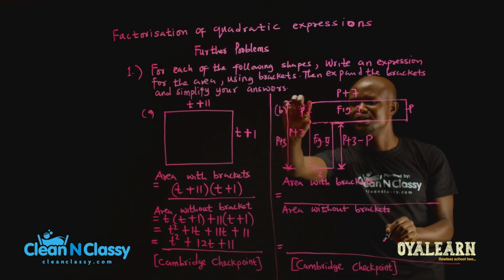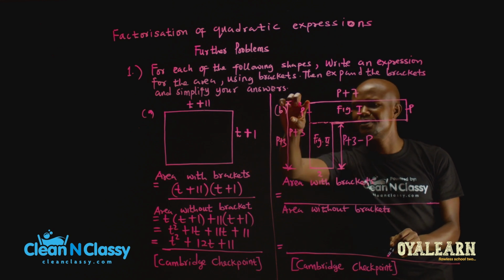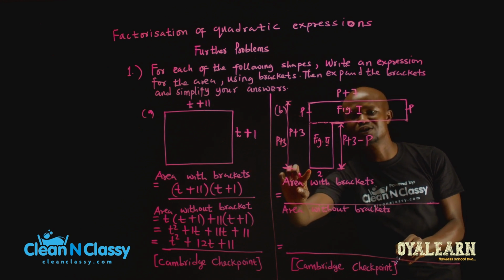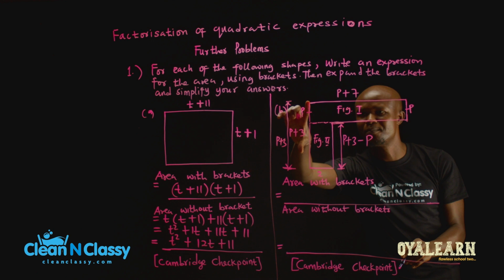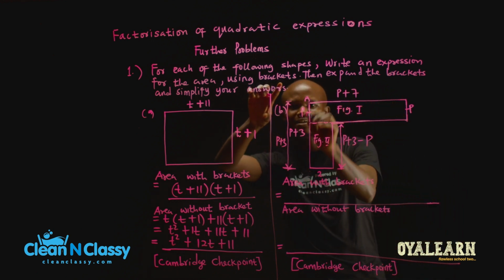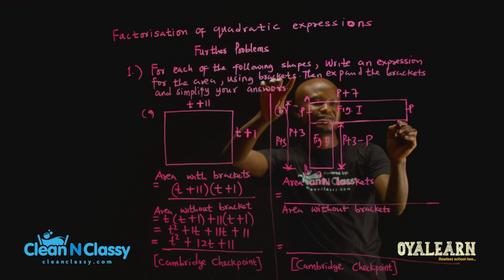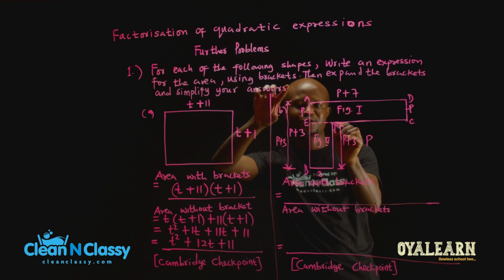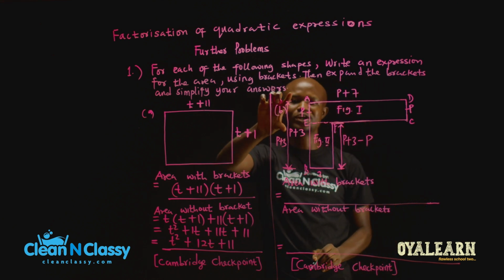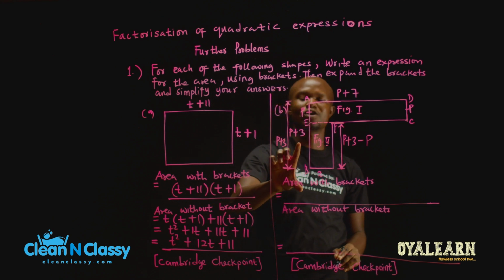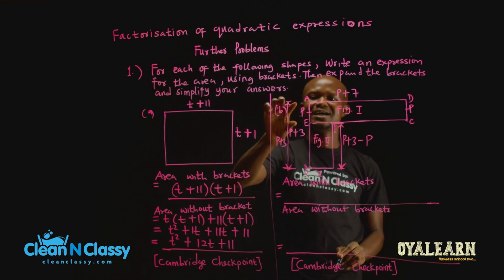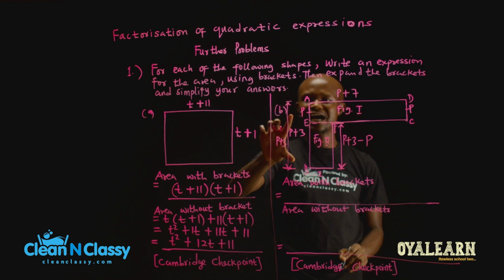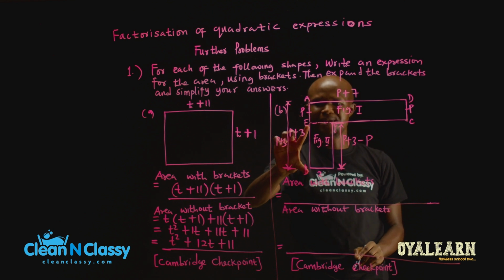Because here is just P, but we don't know this side. But from the beginning here to the end here is P plus 3. Let's say this is A, B, C, D, then E, F. You can say something like that. So we know that AB is P plus 3, and AE is just P. And we want to find BE.